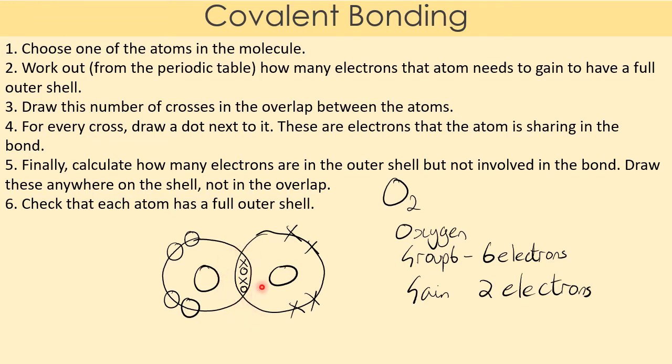Now this bit here, where we are sharing them, we can call this a double bond. This is because we are sharing 2 pairs of electrons. So we have 2 pairs of electrons.